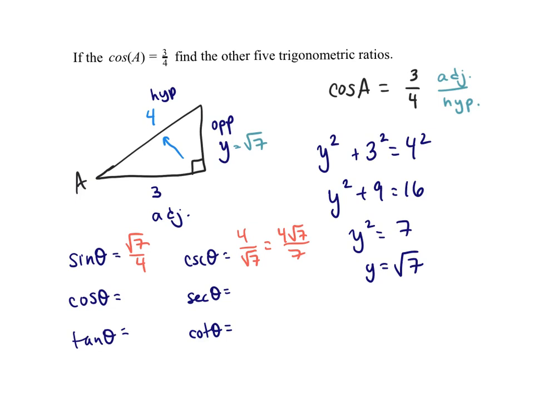Cosine is adjacent over hypotenuse. That was already given. It was 3/4. Secant is 4/3, another easy one. Tangent's opposite over adjacent, so that's radical 7 over 3. And so if I flip it, I get 3 over radical 7. Rationalizing that, I get 3 radical 7 over 7.